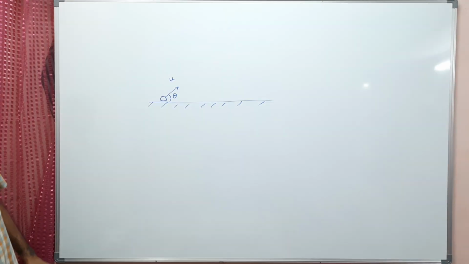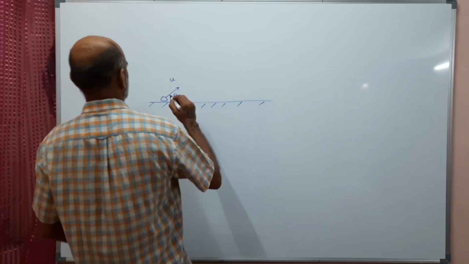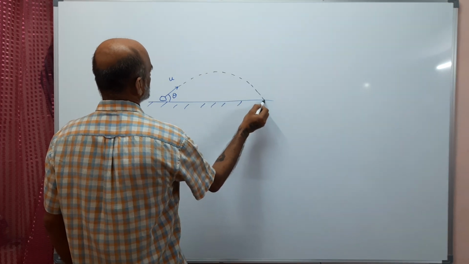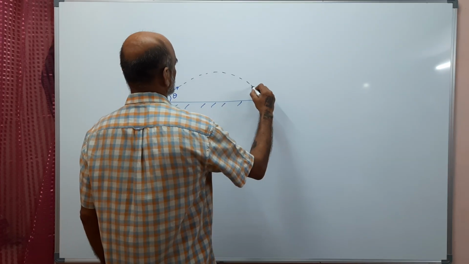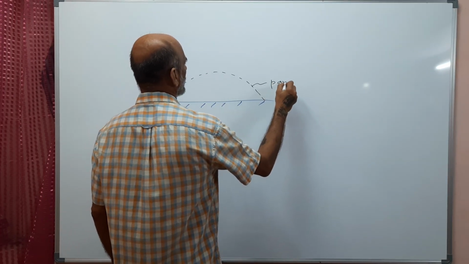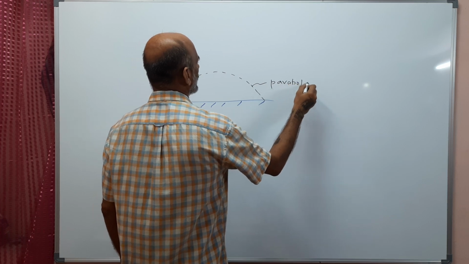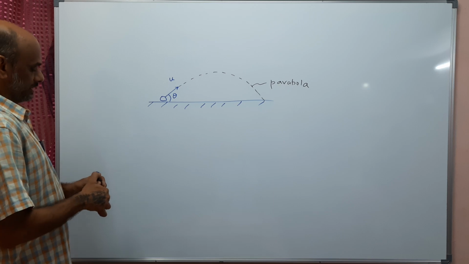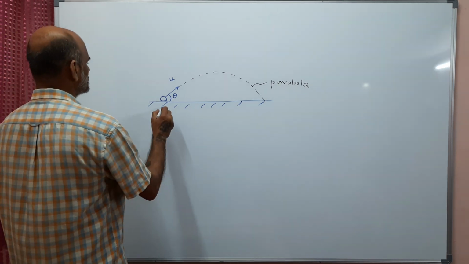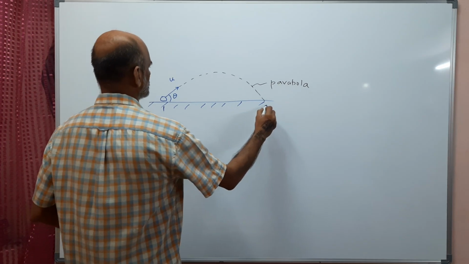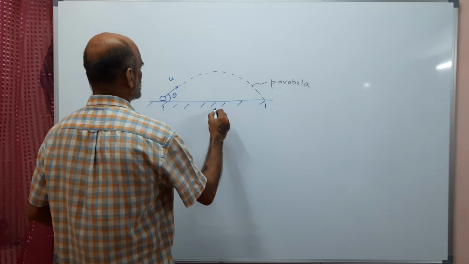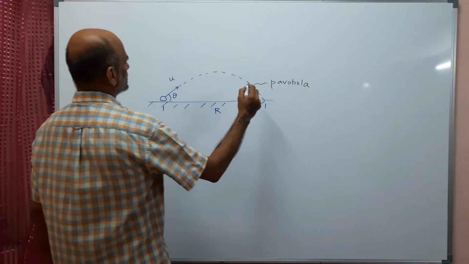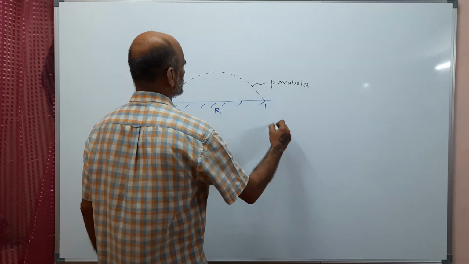So the motion of this object, the trajectory will look like this. So this is a parabolic path, and it's an inverted parabola. This distance covered in the horizontal direction is called range, and the time it takes to go from here to here is the flight time t.